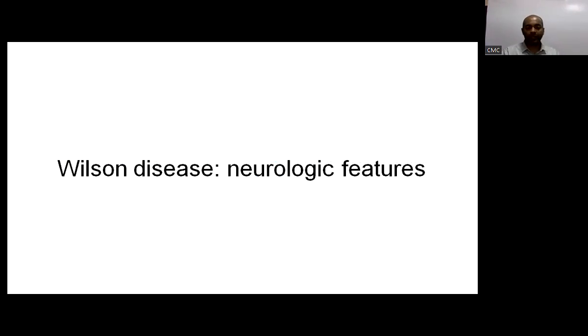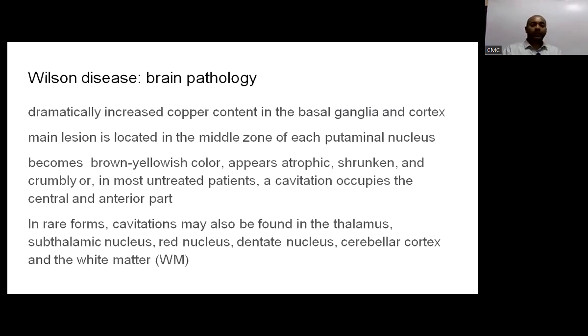Now coming to the neurological features proper. If you look at the brain pathology in Wilson's disease, there is dramatically increased copper content in the basal ganglia and the cortex. The main lesion is located in the middle zone of the putamen. As the disease progresses, the putamen becomes brownish yellow in color, atrophic, shrunken, and cavitation also occurs. Apart from the putamen, cavitation can also be found in the thalamus, subthalamic nucleus, red nucleus, dentate, cerebellar cortex, and also in the white matter.